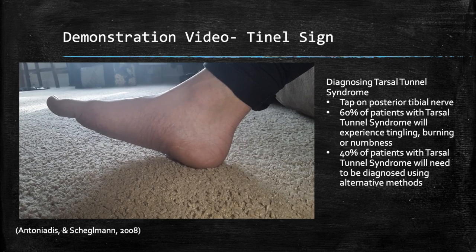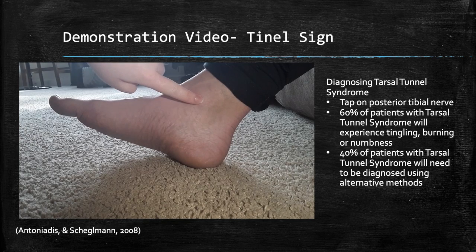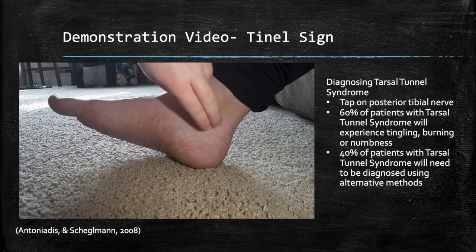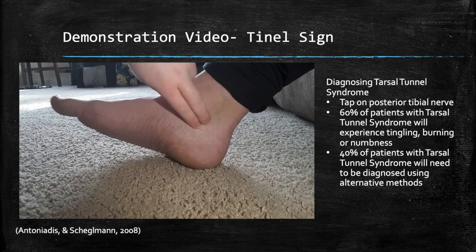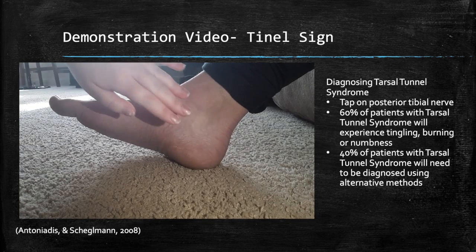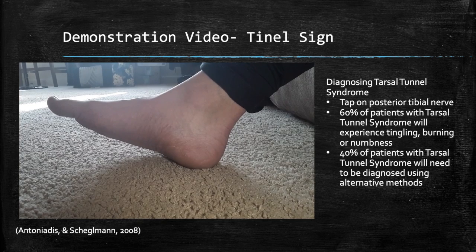So what you would do first is locate the medial malleolus, so this is the medial malleolus right here, and then you go kind of down below it, and then you tap right on the nerve. And you do this for about a minute, and if the patient starts to experience any tingling or burning or numbness on the underside of their foot, then that is a positive sign.